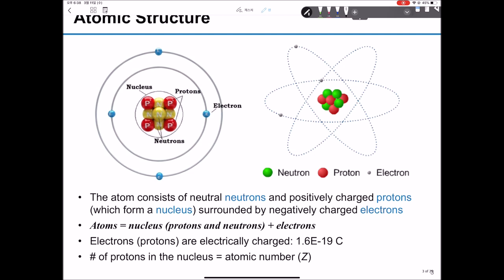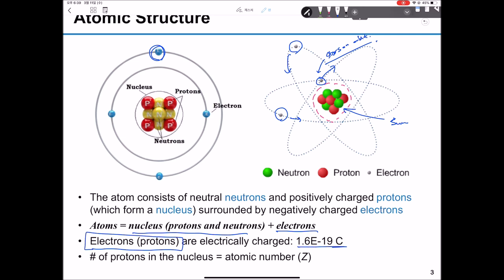So this is an atom, right? We all know that atoms consist of a nucleus in the middle and electrons circling around, right? Like this nucleus is like a sun, and these are the stars on orbit. Okay, all right. So the nucleus consists of the neutrons and the positively charged protons, and they are surrounded by negatively charged electrons. So atoms consist of nucleus plus electrons, and these electrons or protons are electrically charged by this famous value, right? 1.6 times 10 to the minus 19 coulomb, right?